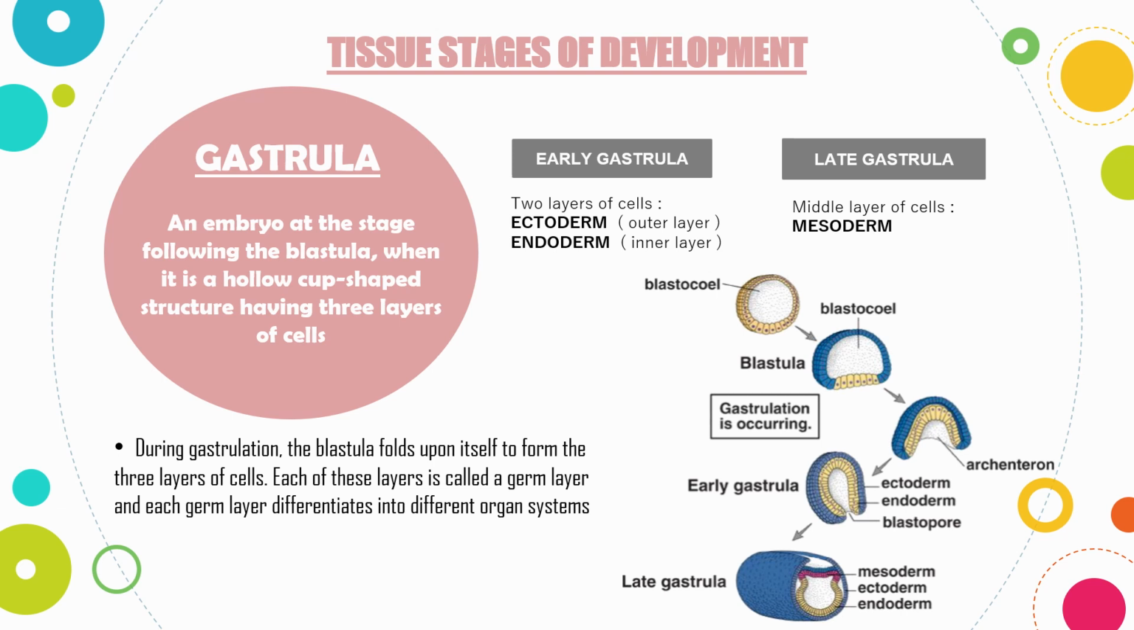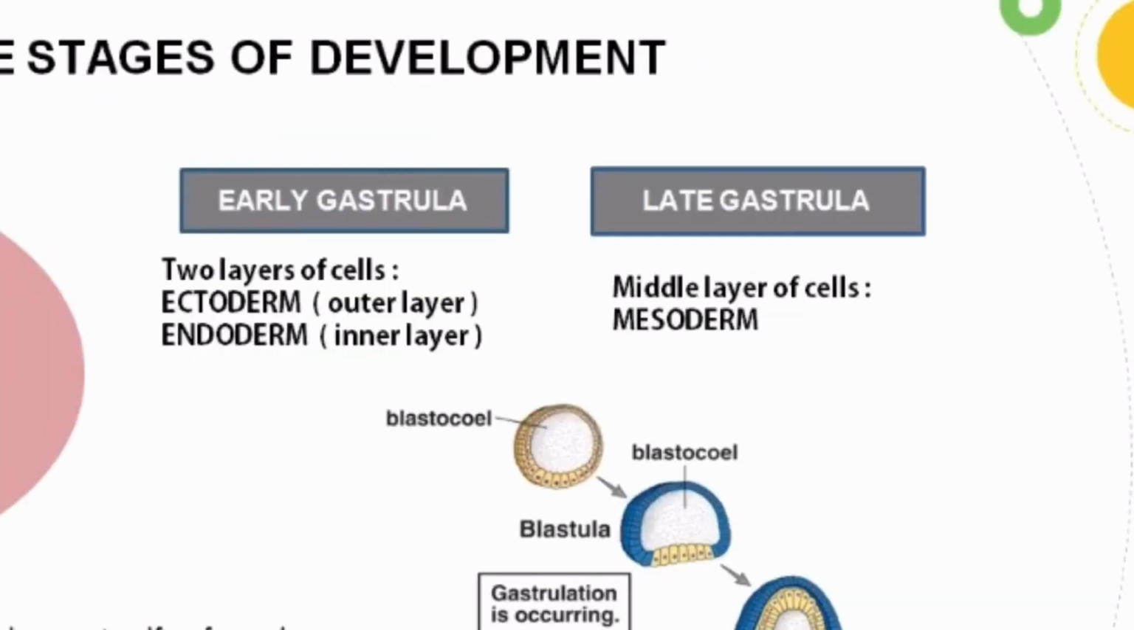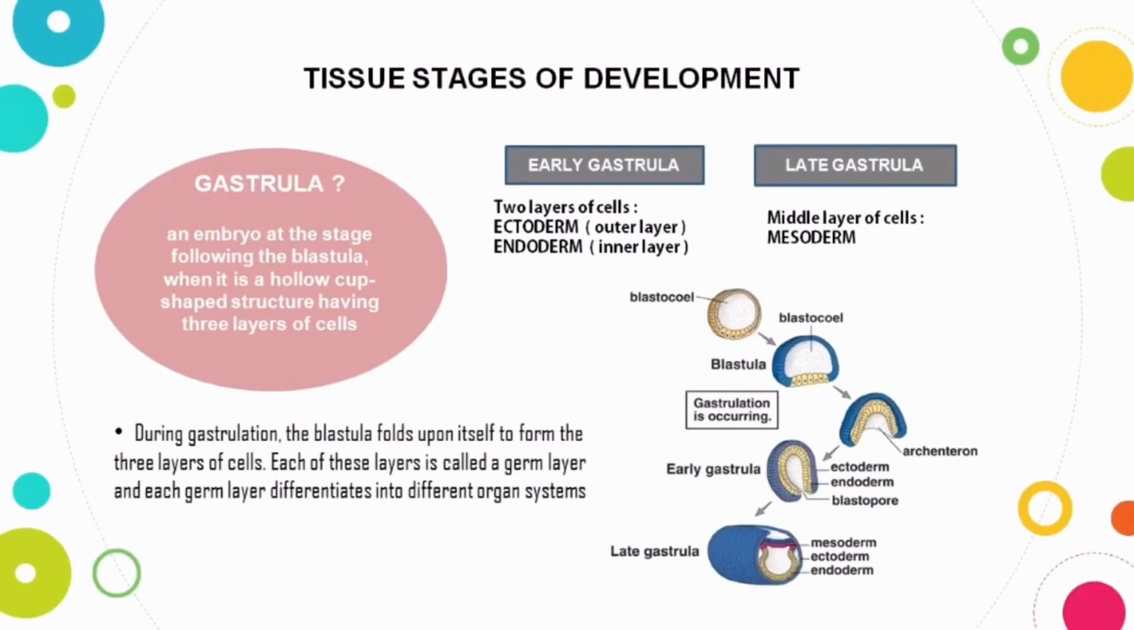Okay, gastrulation is divided into 2 stages, which are early gastrula and late gastrula. An early gastrula has 2 layers of cells, including the ectoderm and endoderm. The ectoderm is the outer layer of cells, while the endoderm is the inner layer. In addition to ectoderm and endoderm, the late gastrula has a middle layer of cells called the mesoderm.